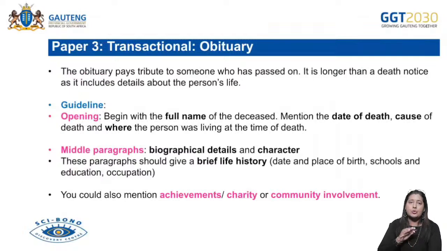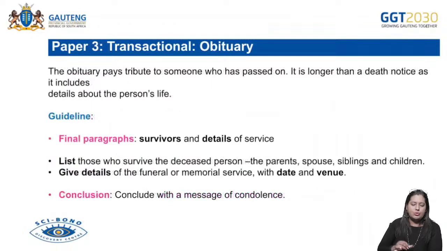The middle paragraphs will then look at the following issues. The biographical details of the character. Maybe a brief life history in terms of the date and the place in which he was born, the schools or the achievements or the education qualifications or the various occupations that this particular deceased had been or had achieved in their lives, or what they had done. And then you could also maybe talk about an achievement, maybe one or two achievements. Maybe he or she was involved in community work or charity work. You will talk about that.